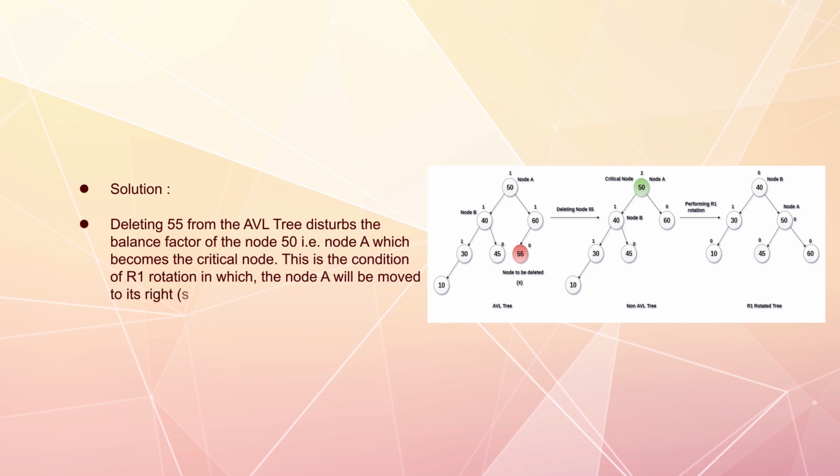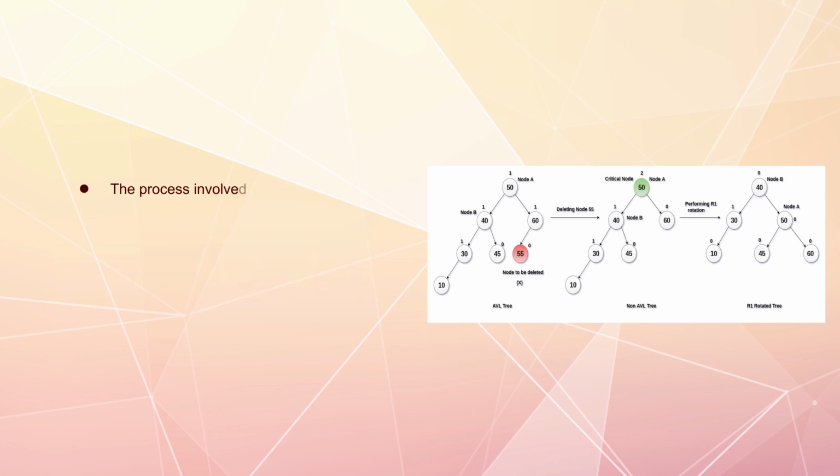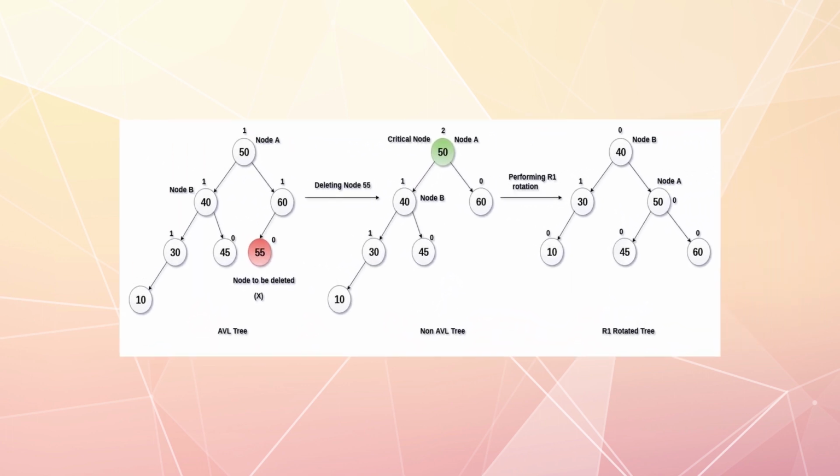This is the condition of R1 rotation, in which node A will be moved to its right as shown in the image below. The right of B now becomes the left of A, it means 45. The process involved in this solution is shown in this image. Before deleting 55, the tree is balanced. After deleting 55, the left successor of 60, the tree will be an unbalanced tree, because the root node does not satisfy the property of AVL tree. Here the balancing factor of 50 is 2, which does not satisfy the range of AVL tree.